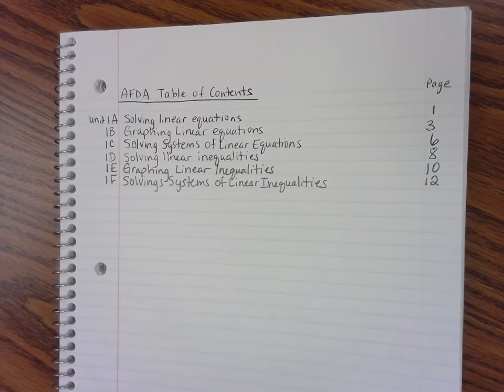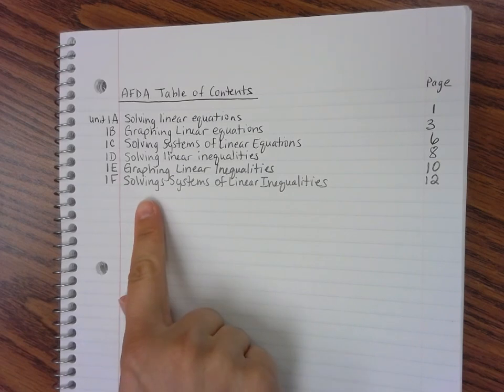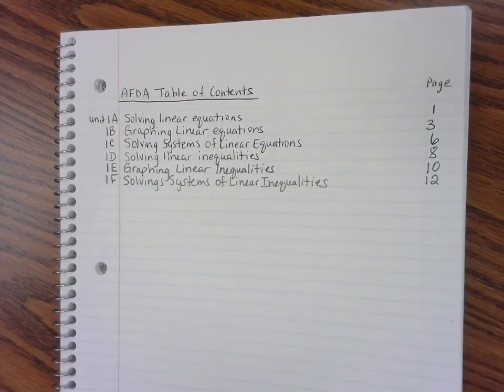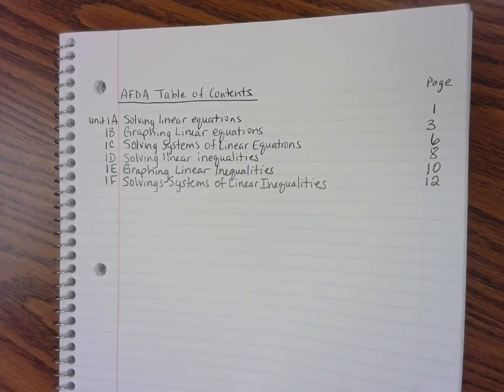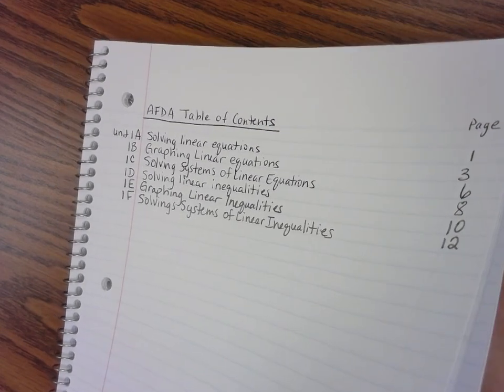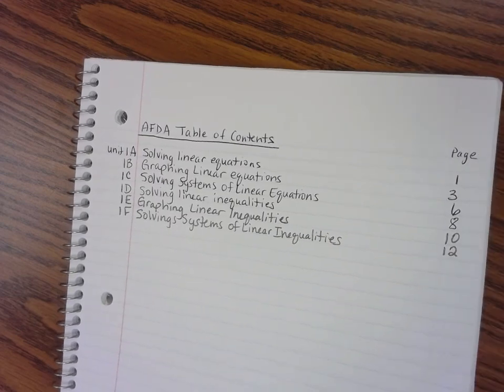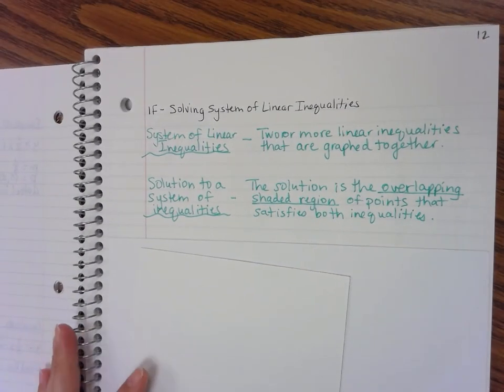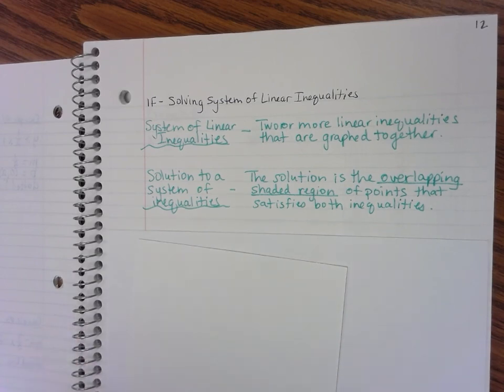The next lesson we're going to talk about today, and the last lesson of Unit 1, is going to be solving a system of linear inequalities. Mine starts on page 12. So you're going to get a handout that you're going to fill in, and then you're going to glue it into your notebook when you're done.